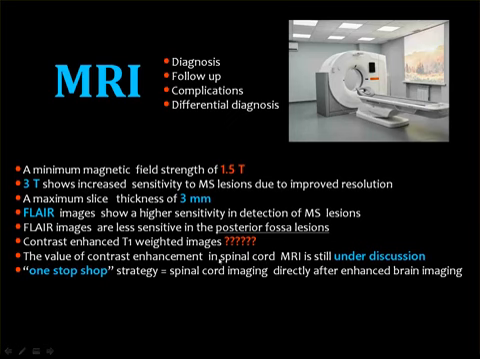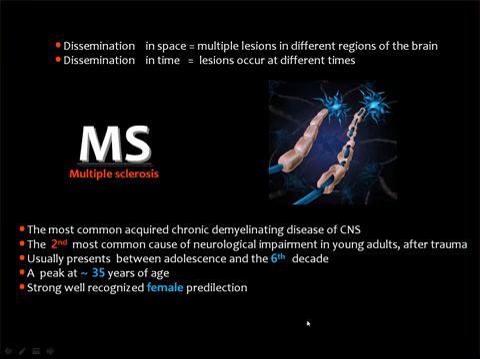The value of contrast injection in MS is debatable nowadays, and the injection of contrast material in the spine is also under discussion. And much of the literature assumes that you have this technique, the one-stop shop, which means that you inject contrast material and you image the brain, to be followed by imaging of the spine immediately.